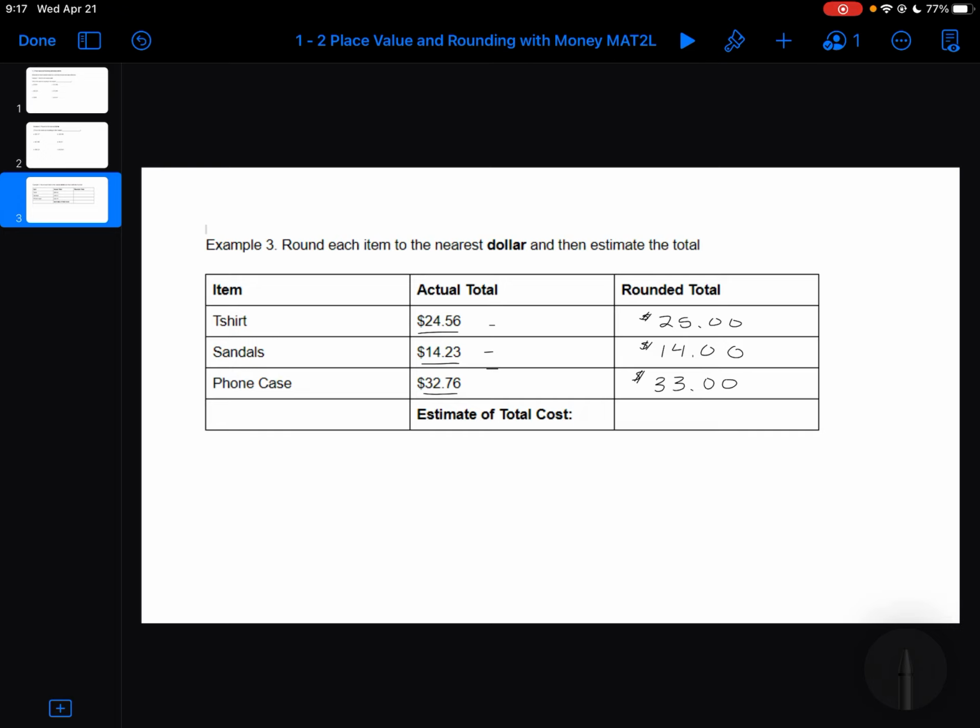And now I can add those 3 values together. Okay. So let's see, 9, 10, 11, 12, carry the 1, 4. So my total would be about $72.